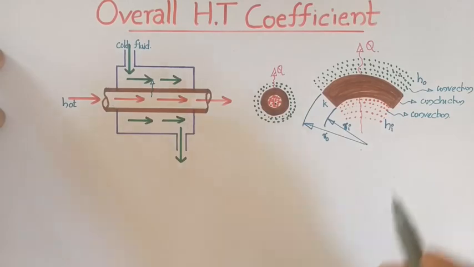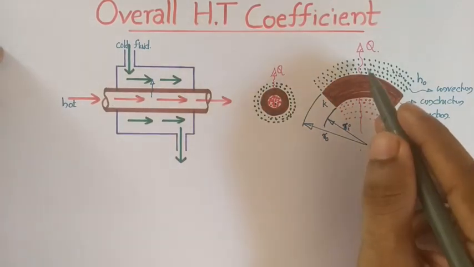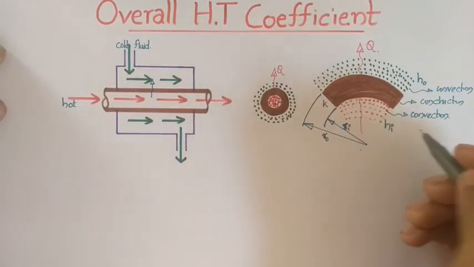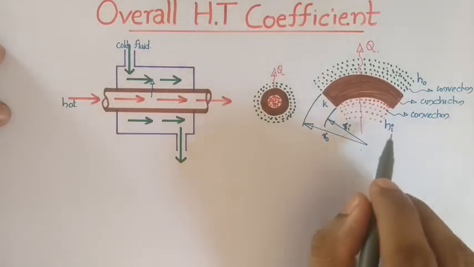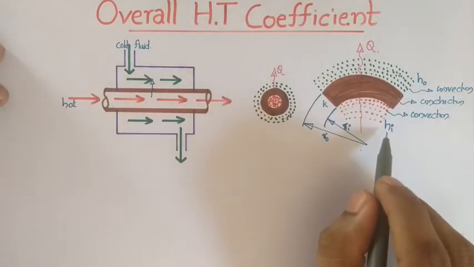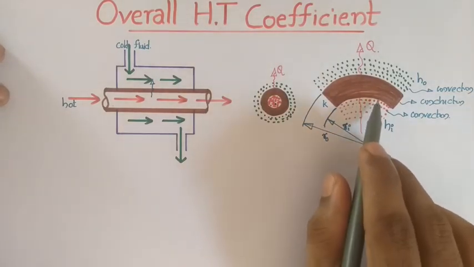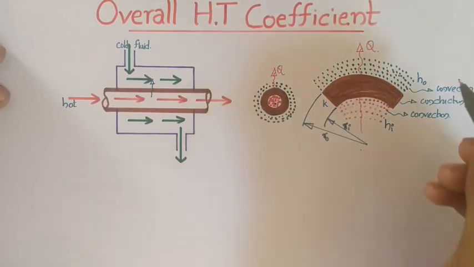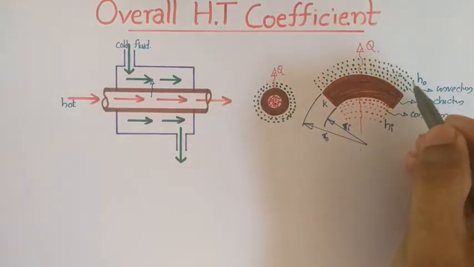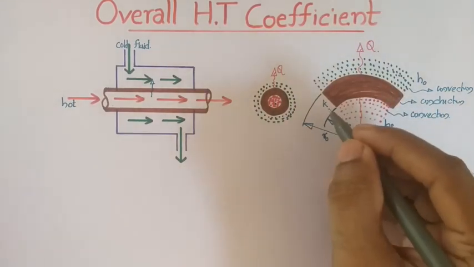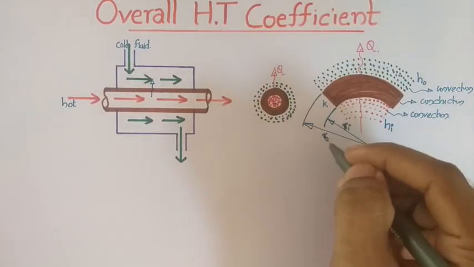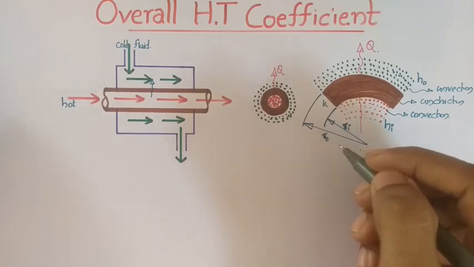If you look at the heat flow, different resistances will be associated with it: convection resistance, conduction resistance, and again convection resistance. Hi will be the heat transfer coefficient for the inner fluid and inner surface, and Ho will be the heat transfer coefficient for the outer fluid and outer surface of the tube. K is the thermal conductivity. Ri and Ro are the inner and outer radius.